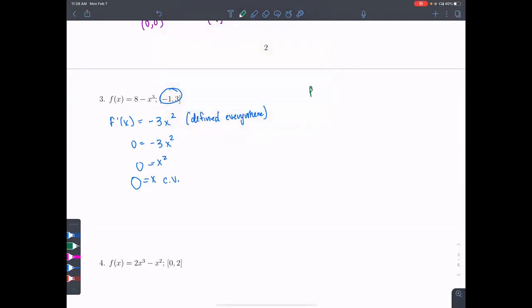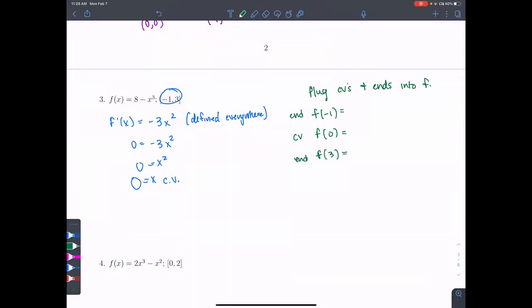So we are going to take this, we're going to plug the CV and ends into f and check them. So f of negative 1, f of our critical value, and then f of 3. So this is an end and an end and a CV.